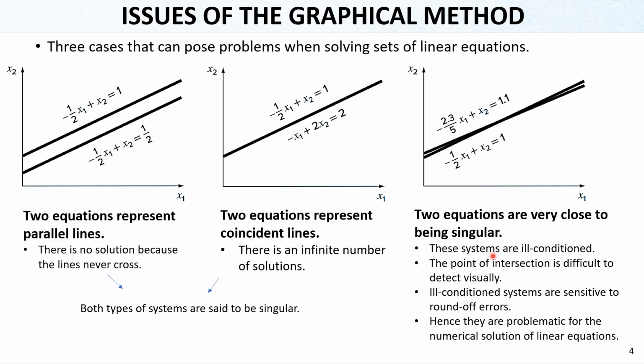So these kinds of systems are called ill-conditioned. The point of intersection is difficult to detect visually, and ill-conditioned systems are sensitive to round-off errors. These coefficients can be represented in several significant figures, but if we round or cut some figures, there will be round-off errors, and this will guide us to the wrong location. That's why they are problematic for the numerical solution of linear equations. So we have to be careful about this kind of equation, and the graphical method can have an issue when finding the roots of these as well.